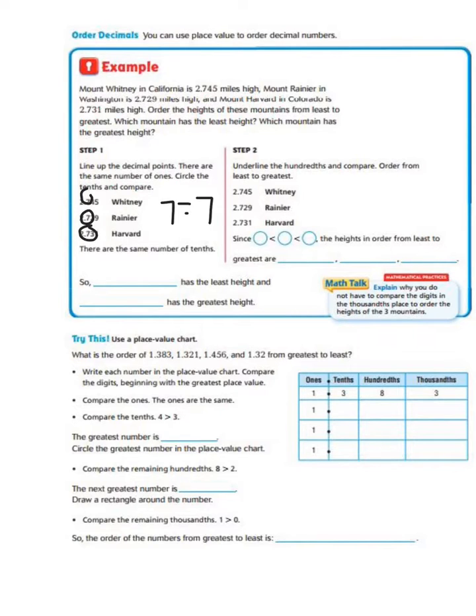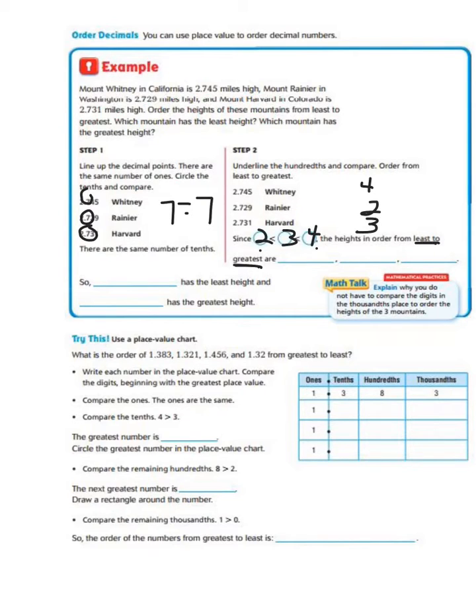So the next one, step 2, says to underline the hundredths and compare. Order from least to greatest. So we are going to take a look at our hundredths, and we see that this one is 4, this one is 2, and this one is 3. So we know that 4 is the greatest. We know that 3 is the next greatest, and 2 is the smallest. So that's the heights in order from least to greatest. So we're going from smallest to largest.